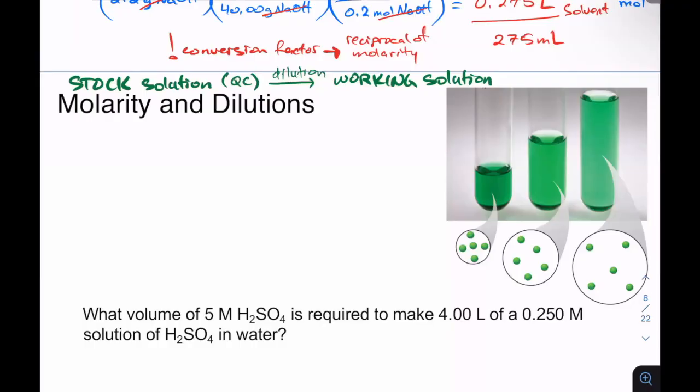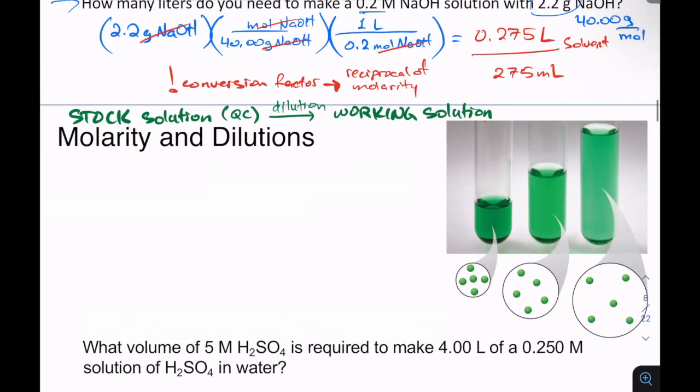Because the stock is already quality controlled, you don't need to worry about it. You just go and you make a dilution in water. And now you have your working solution. So when I say stock and working solution, let me put some more terms to this. The stock solution is always more concentrated. Because when you make a dilution, you're diluting it in a larger volume. So dilution means you're putting it in a larger volume. So the working solution is always going to be less concentrated.